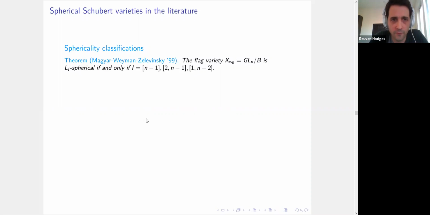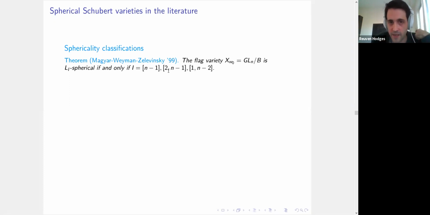There's a result of Magyar, Weyman, and Zelevinsky, which says, okay, let's not think about any Schubert variety, but just the Schubert variety equal to GL_n/B itself. They say exactly when GL_n/B is Levi spherical. It is Levi spherical if and only if i is one of these three. Let me tell you what the associated Levi is for each of these three. When i is equal to this full set {1, ..., n-1}, the associated L_i is actually GL_n itself. So this is saying GL_n/B is GL_n spherical.